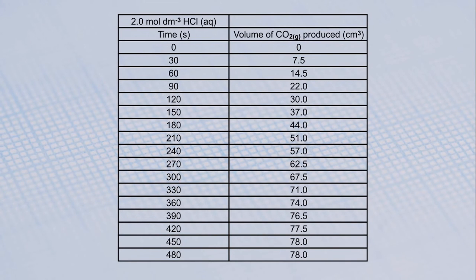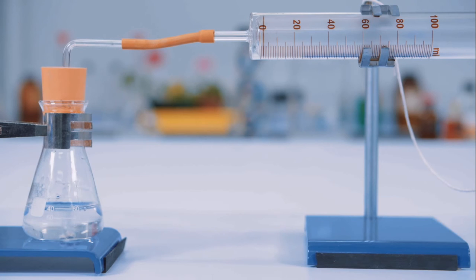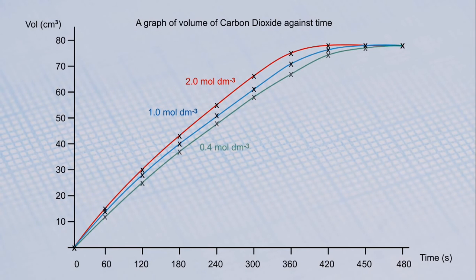Once you have obtained all the results, a graph of volume of carbon dioxide against time is plotted. The experiment is then repeated with different concentrations of hydrochloric acid. The graphs for each concentration of hydrochloric acid should be plotted on the same piece of graph paper. This makes it easier to compare the results and draw conclusions.